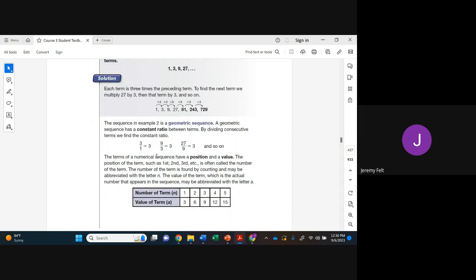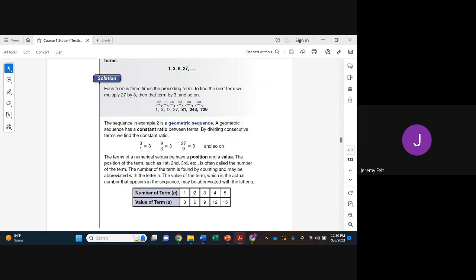The term of a numerical sequence has a position and a value. The position of the term, such as first, second, third, is often called the number of the term, and we'll use n. When we've been drawing out functions in the past, we've used f of x or y and x. For sequences, we're going to use n for the number of the term and a for the value. So our first term was 3. We don't have a 0th term.